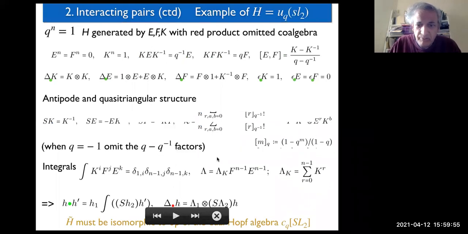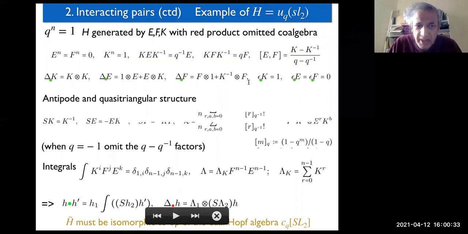So I'm going to give you an example. I'm going to look at the quantum group U_q(sl2) at q a primitive nth root of unity. So this is generated by three generators, E, F, and K. E to the n and F to the n are zero, and K to the n is one. They obey these commutation relations. And this one is meant to be like the sl2 Lie algebra, if you know what that is. So these are kind of an exponential version. If you think of K as e to the Cartan generator of sl2, this is like the sl2 relations.